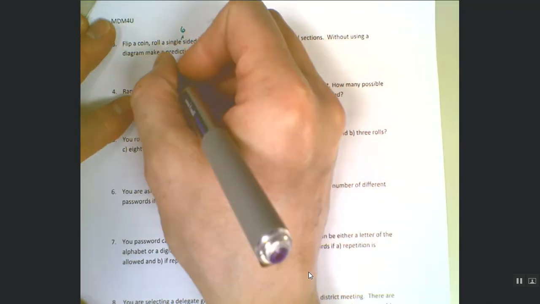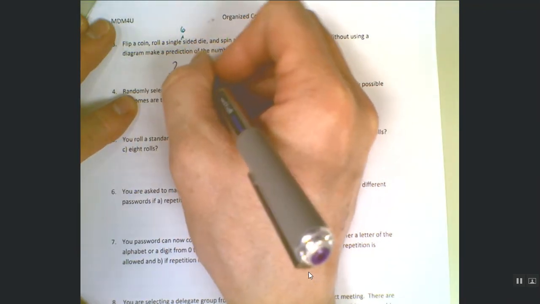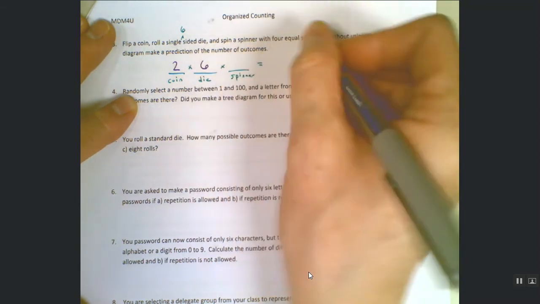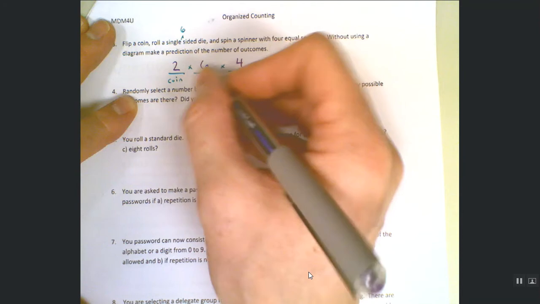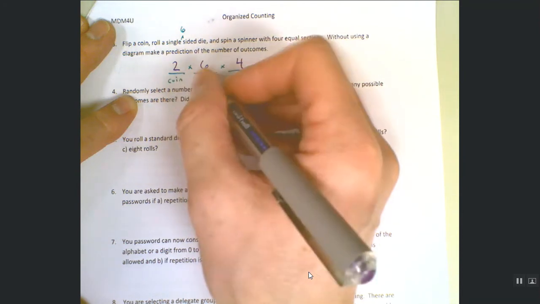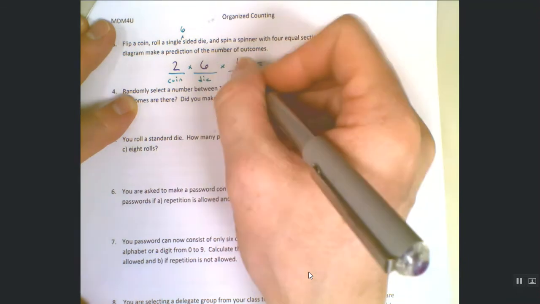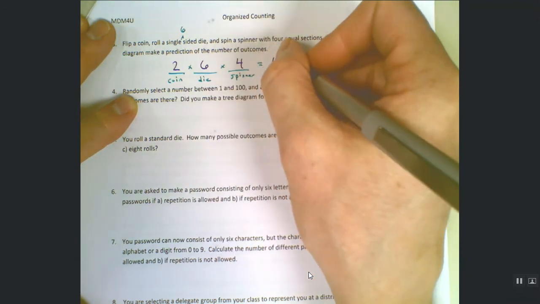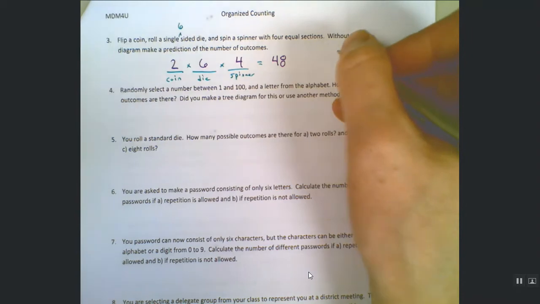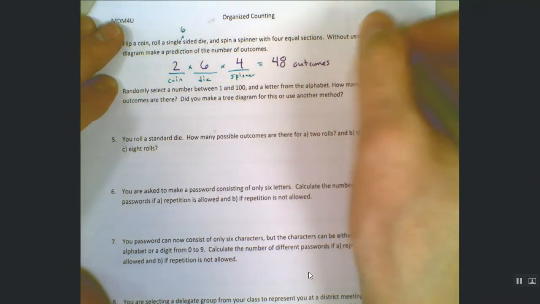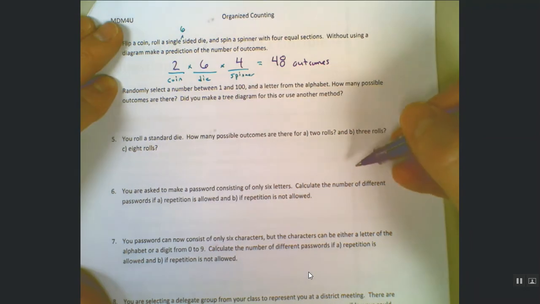The coin is heads or tails, the die has 1, 2, 3, 4, 5, or 6, so there's 6 options, and then the spinner has 4 equal sections. What you end up with is 12 times 4, or 12 times 2, sorry, 24 times 2, which is 48 outcomes. So there's 48 outcomes that could come from this.